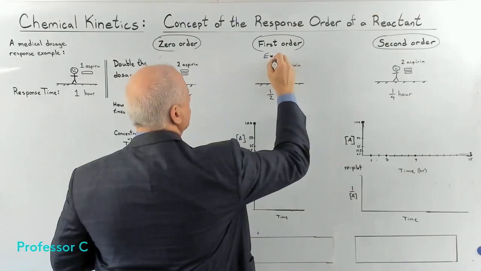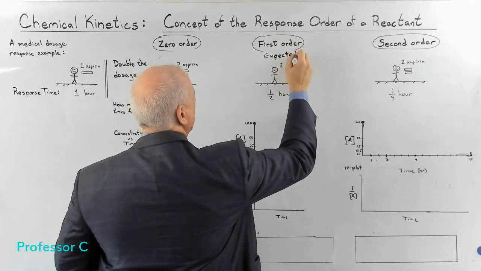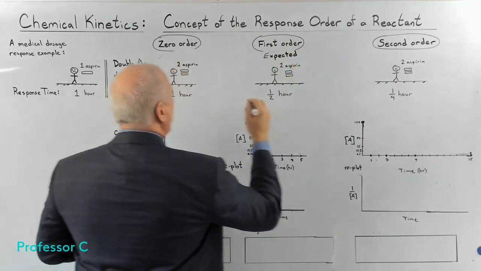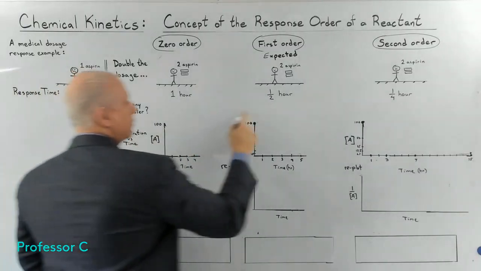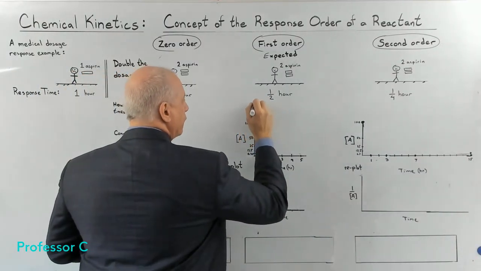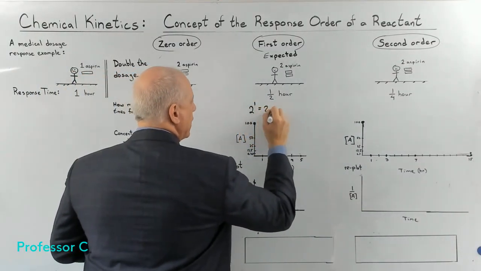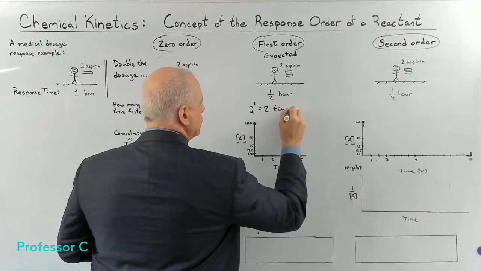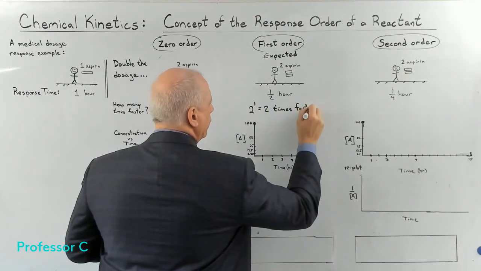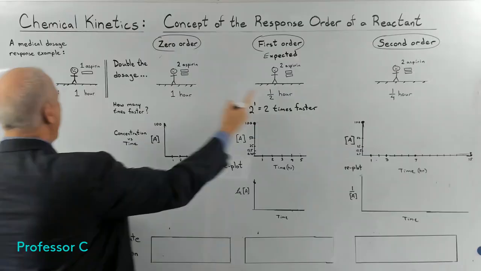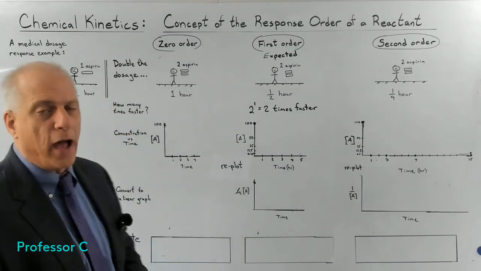A first order response is an expected response. How many times faster? 2 to the first, or in other words, 2 times faster. So if it's 2 times faster, the response time would be 1/2 hour compared to the original 1 hour.